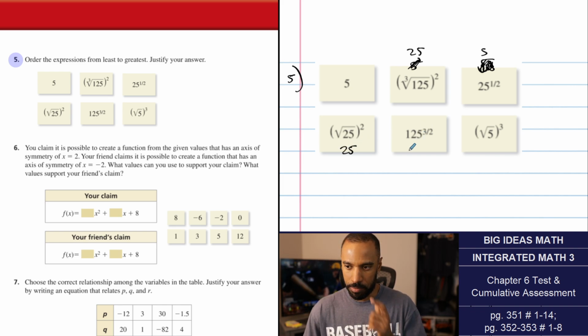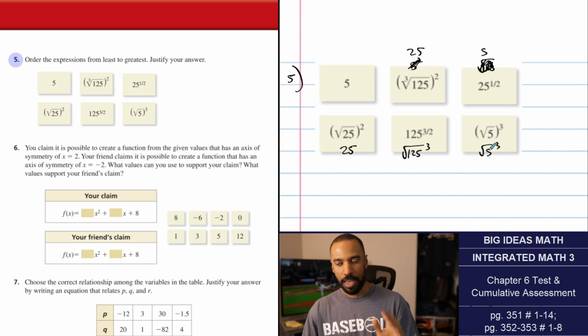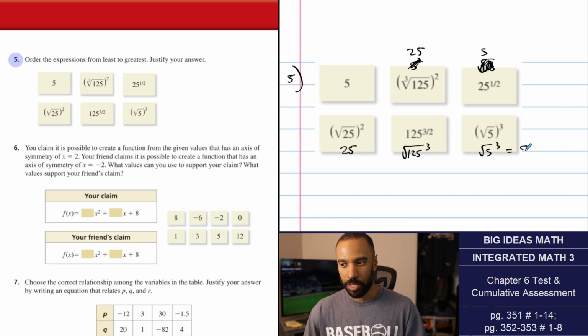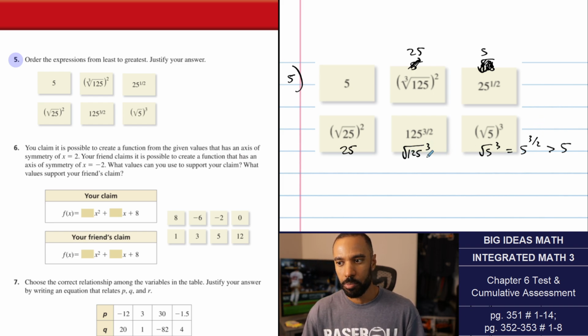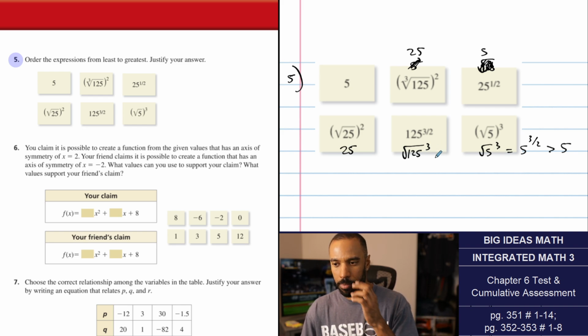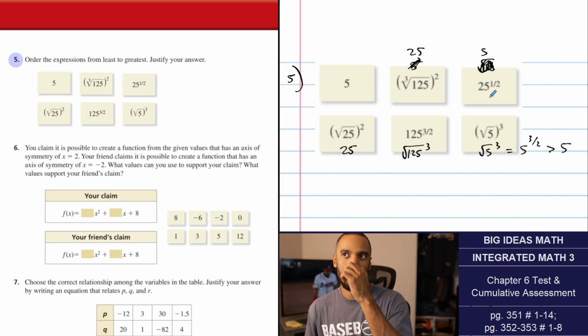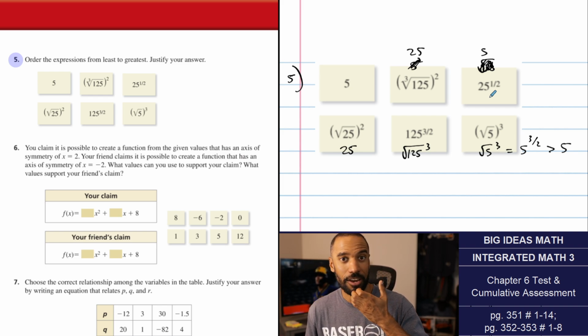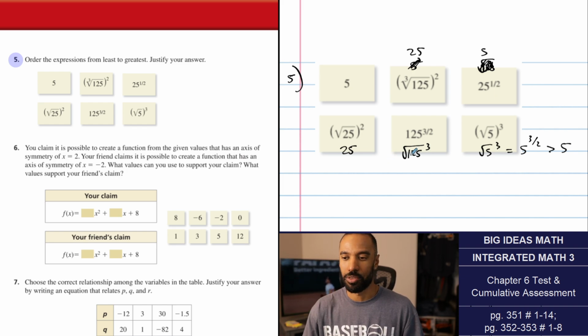This is the square root of 125 cubed. Now, that's a pretty big number. We'll talk about that one in a second. And this is the square root of 5 cubed, which is 5 to the 3/2 power. That's more than 5. Keep that in mind. It's not quite 25, because that'd be 5 to the 4/2 power. Square root of 125 is something more than 10. Square root of 100 is 10, and 10 cubed is 1,000, so this will be more than it.